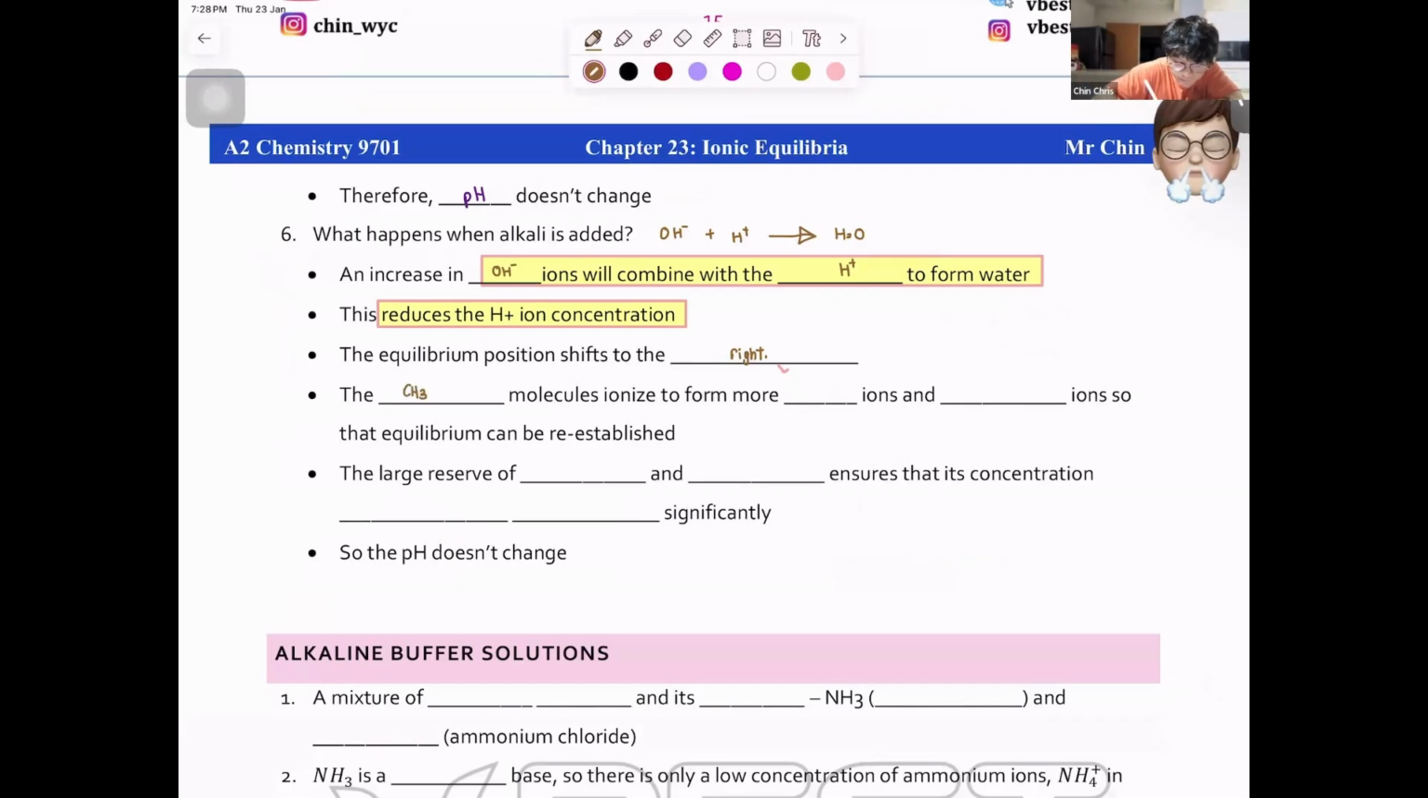CH3COOH ionizes to form more H plus ions and CH3COO minus ions. And the large reserve of CH3COOH and CH3COO minus ensures that the concentration of H plus does not change significantly. Done.